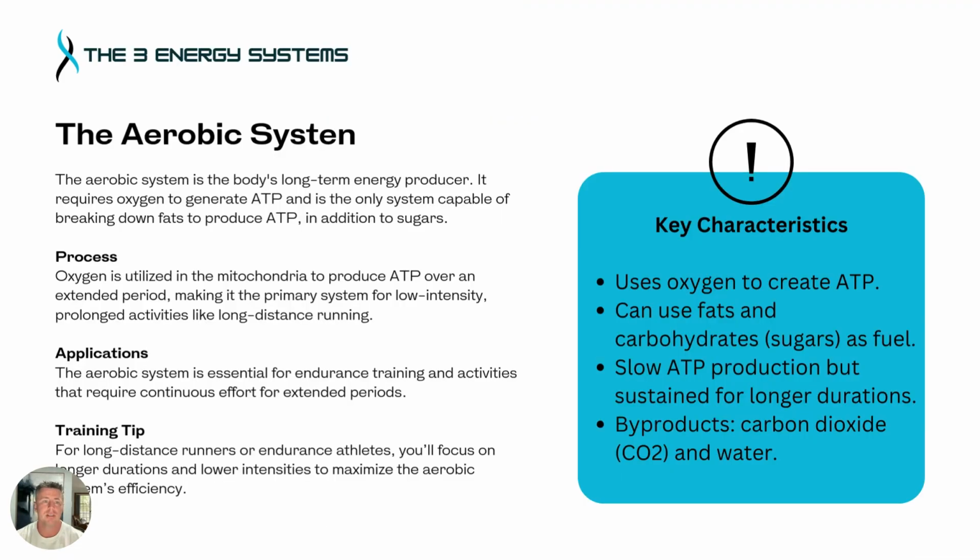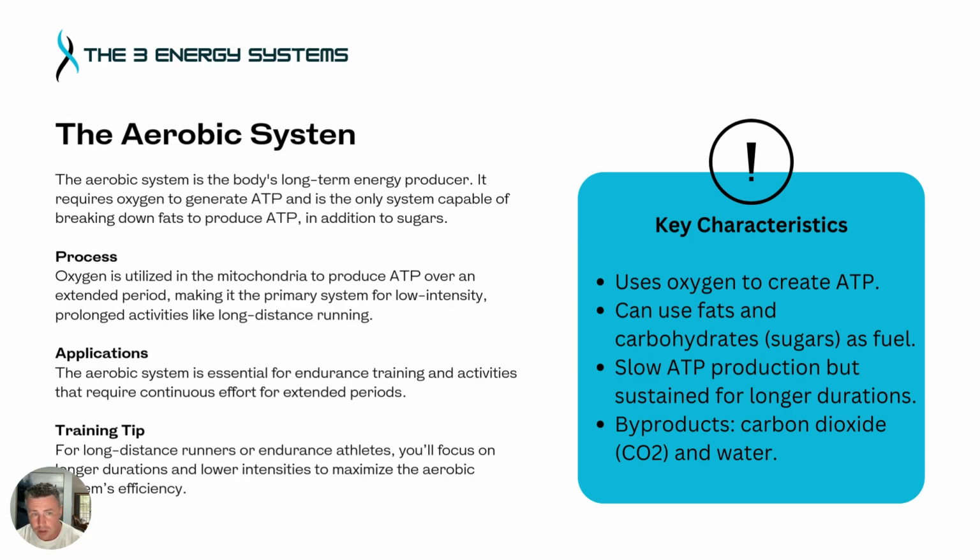So the aerobic energy system is the body's long-term energy producer. It requires oxygen to generate ATP. It is the only system capable of breaking down fats to produce ATP in addition to sugars. One thing you'll hear me talk about in a lot of my content is a parasympathetic beta oxidative walk. That is the system that we work on to help it break down fats and produce ATP, and a training method we have for that.